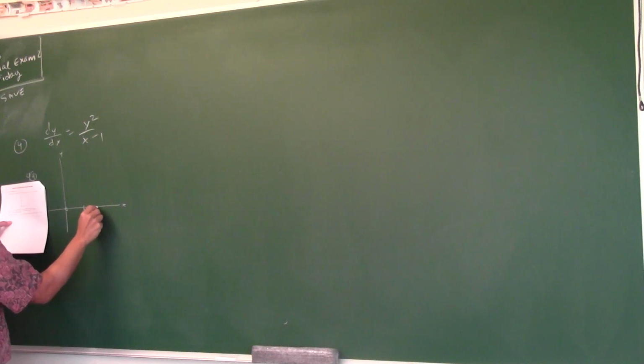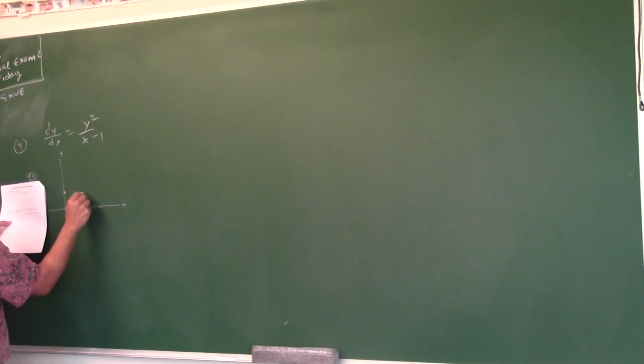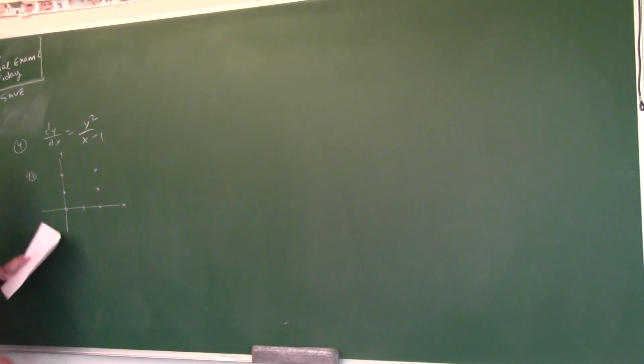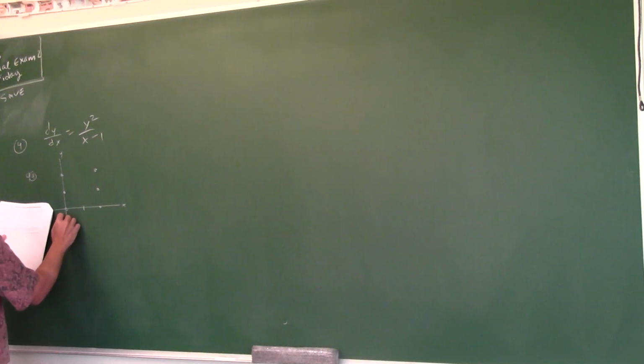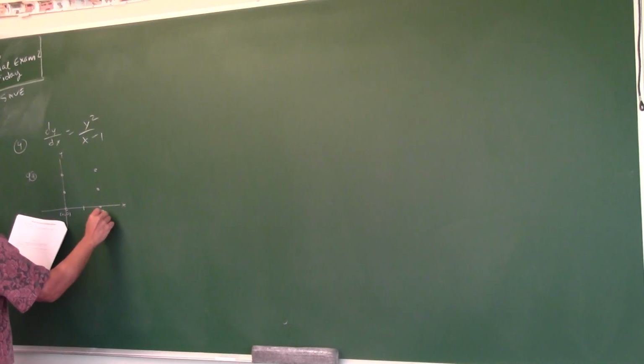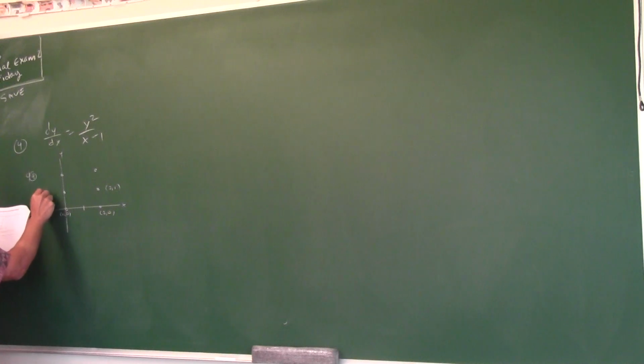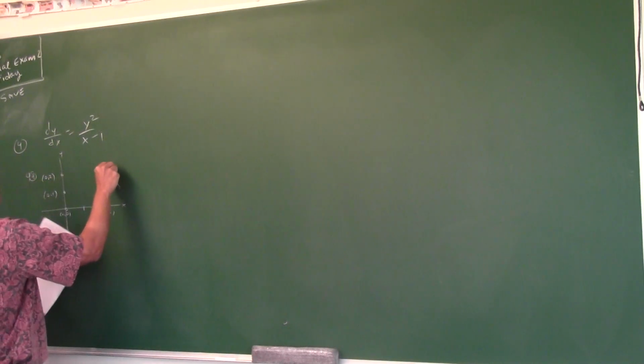Please only draw the slopes at the indicated points. Some of you are giving more than what's necessary. There's only 6 points here. So this is (0, 0). If you need to, write down the coordinates: (2, 0), (0, 1), (2, 1), (0, 2), and (2, 2).